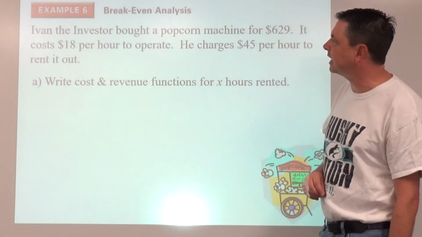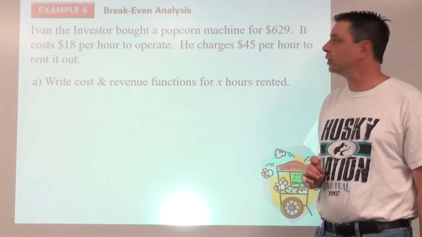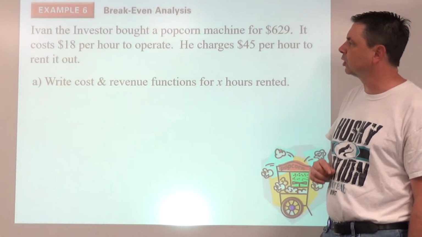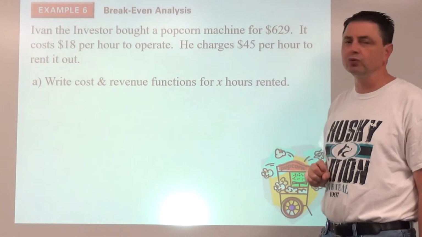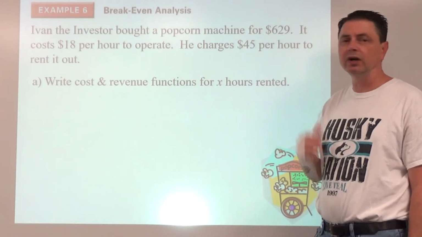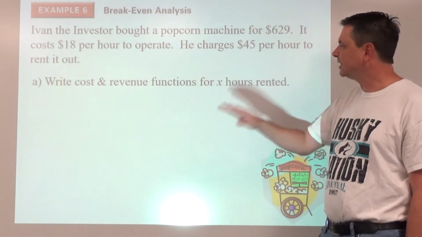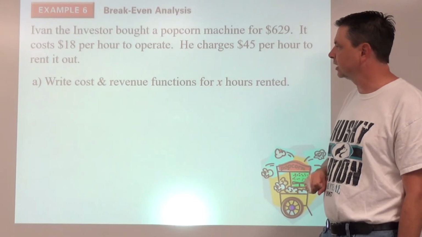Example number 6, Ivan the investor bought a popcorn machine for $629. It costs $18 per hour to operate. He charges $45 per hour to rent it out to fundraising groups, carnivals, and so on. Write the cost and revenue functions for x hours being rented.